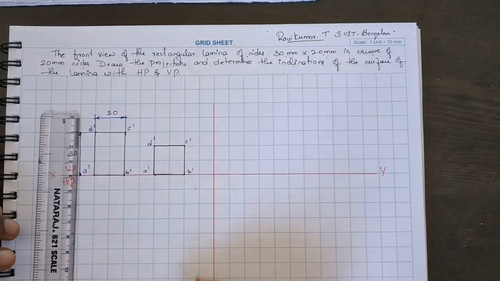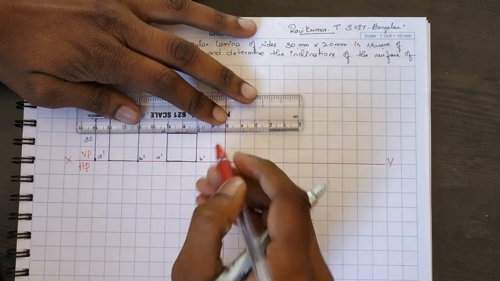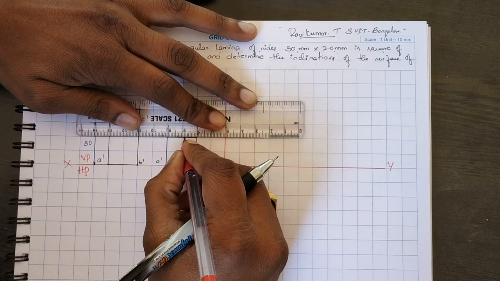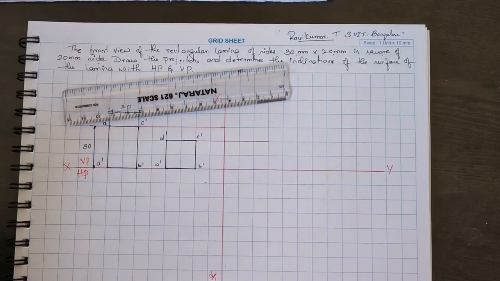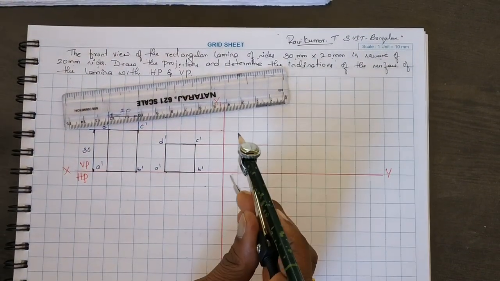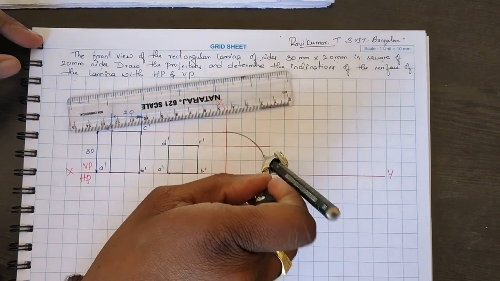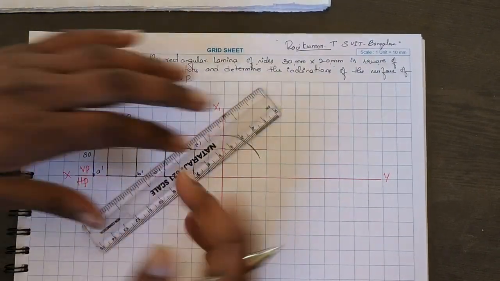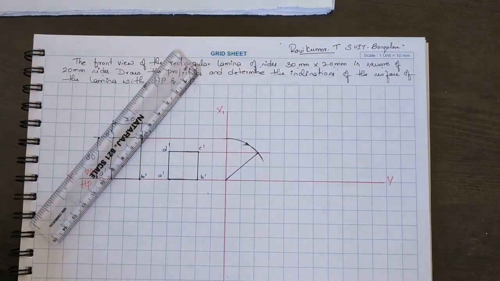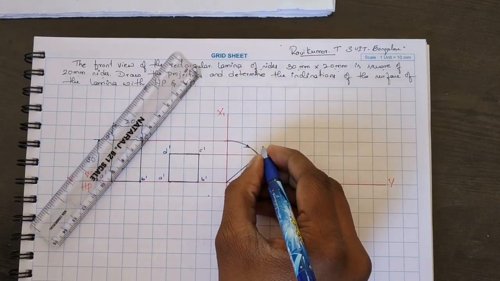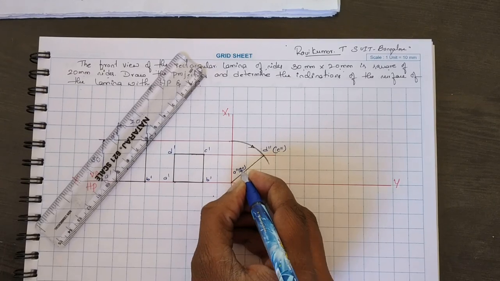Here, x1 and y1. Okay, so extend this line with infinite distance, and extend this line up to the side view. Okay, so next, use your compass. Measure this distance from here to here and then cut an arc. Then join from this corner point to here. So this is your D double dash and C double dash. This point is your A double dash and B double dash.